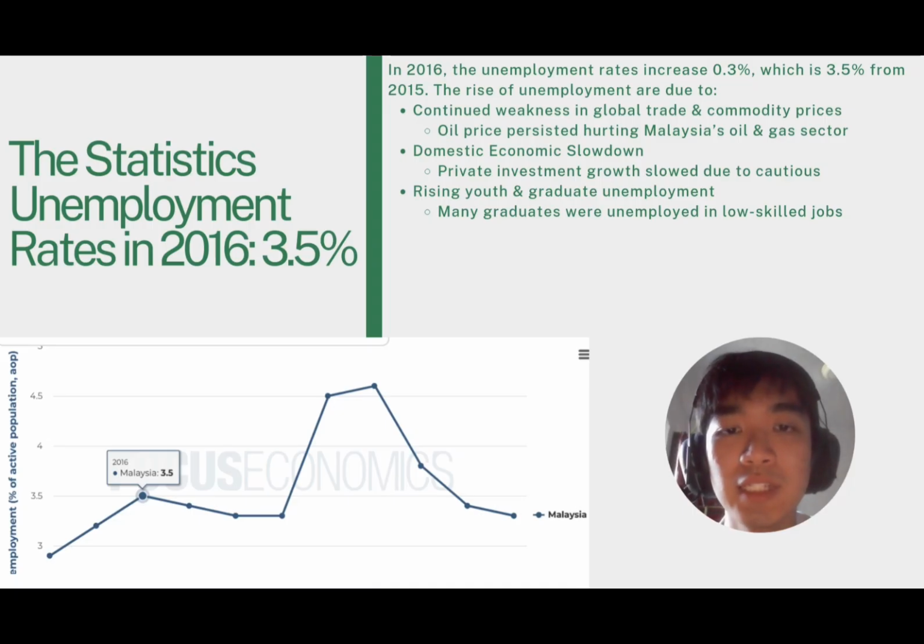In 2016, the unemployment rate increased by 0.3%, to 3.5% from 2015. The rise in unemployment was due to continued weakness in global trade and commodity prices. Domestic economic slowdown was also one of the reasons that the unemployment rate increased. Many graduates were also unemployed in low-skill jobs.